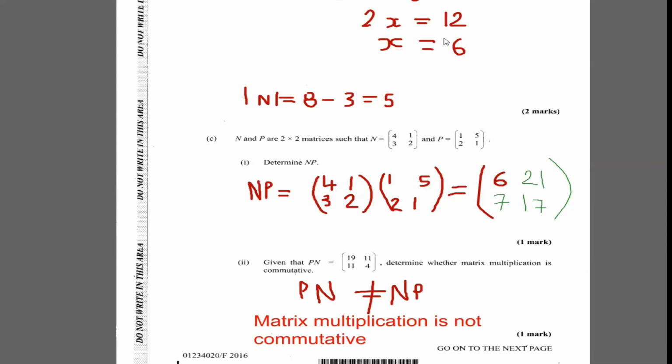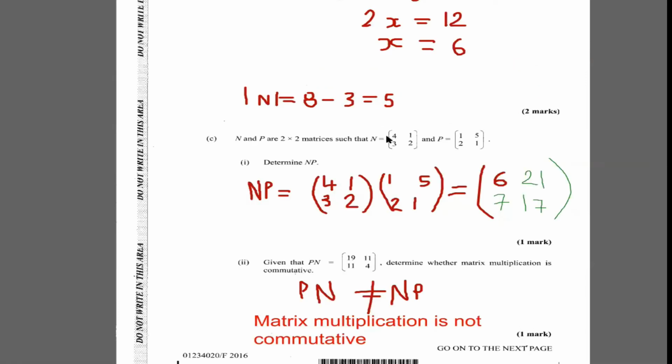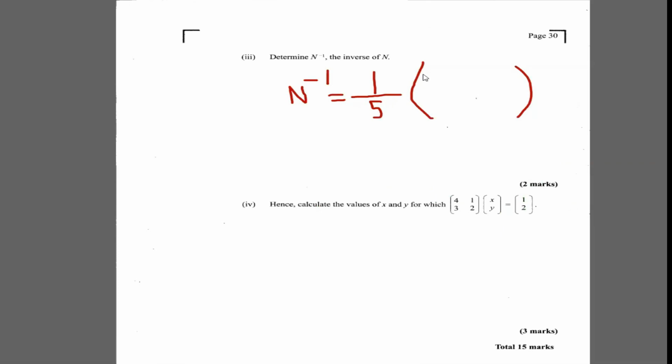And so what is going to be the inverse of N? The inverse of N is equal to 1 over the determinant of N, which is 1 over 5, multiplied by the adjoint. What is the adjoint? The adjoint of N is 2, negative 1, negative 3, 4. So right here it's going to be 2, negative 1, negative 3, 4.